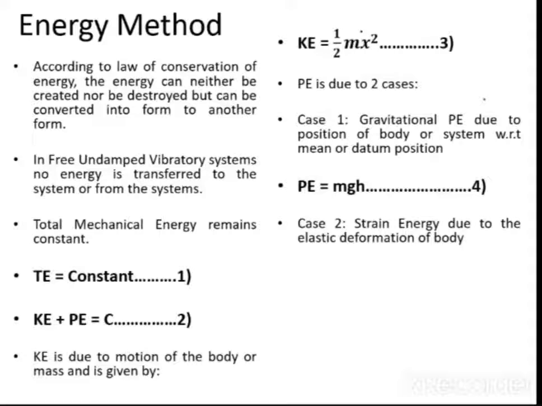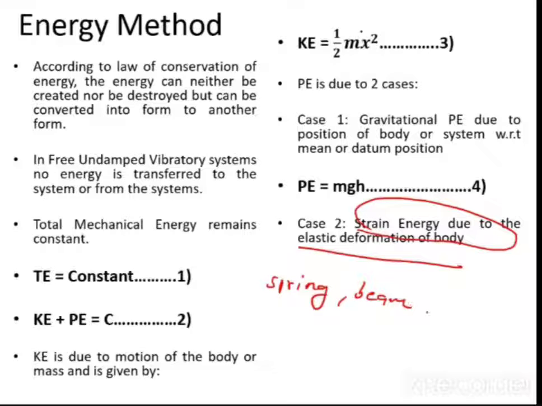Second is the strain energy. I have explained it a number of times. Strain energy is due to the elastic deformation of the body. So basically, when an elastic element like a beam, a spring, or a shaft is there, you can take an example of a spring, a beam, or a shaft.